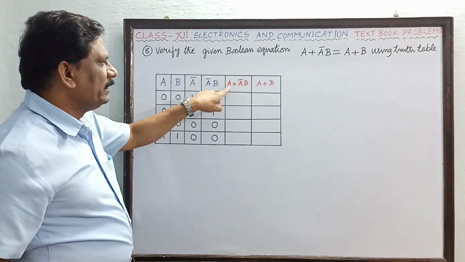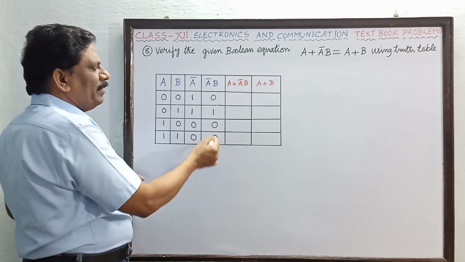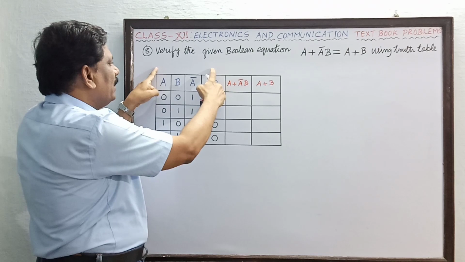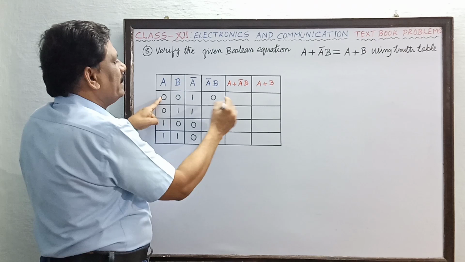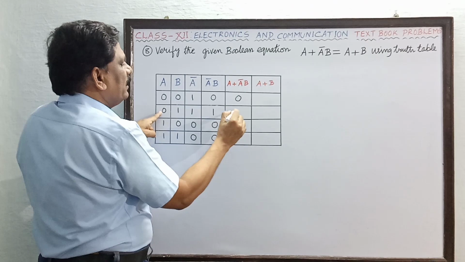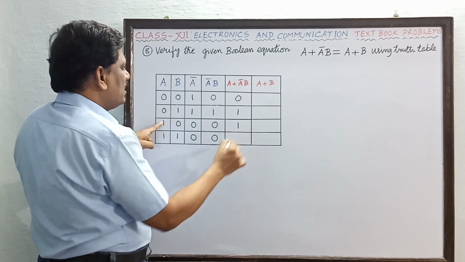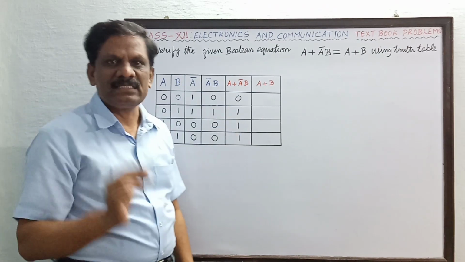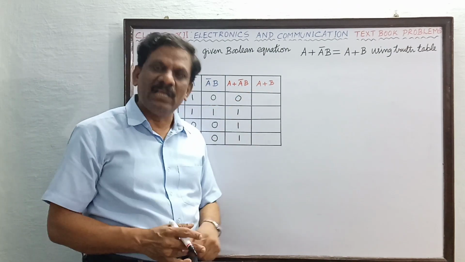We have to add A with this A complement B. So this is A complement B and here is A. Can you see these two columns? First column and the fourth column. These two we are going to add. So 0 plus 0 is equal to 0. Then 0 plus 1 is equal to 1. 1 plus 0 is equal to 1. Again 1 plus 0 is equal to 1. Have you all understood?